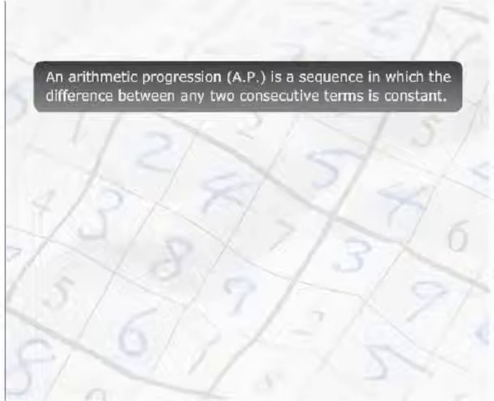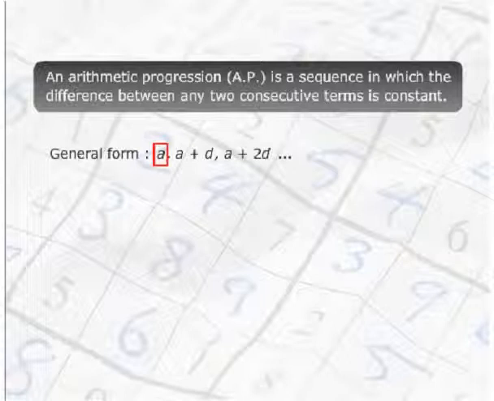So, here is the general form of an AP. A, the first term, A plus D, the second term, A plus 2D, the third term, and so on. D is the common difference, and A, of course, as you can see, is the first term. Now, the common difference D obviously is constant.